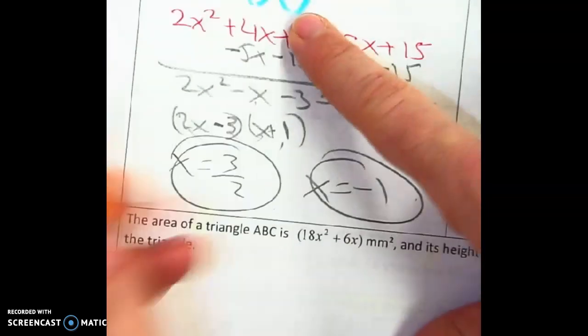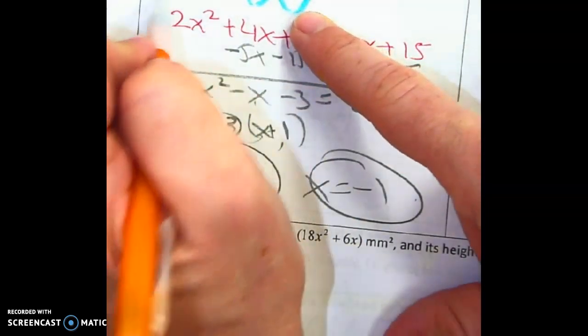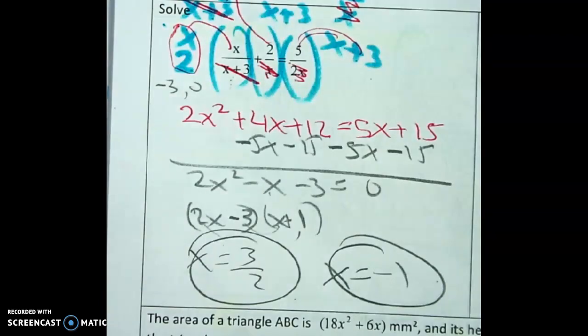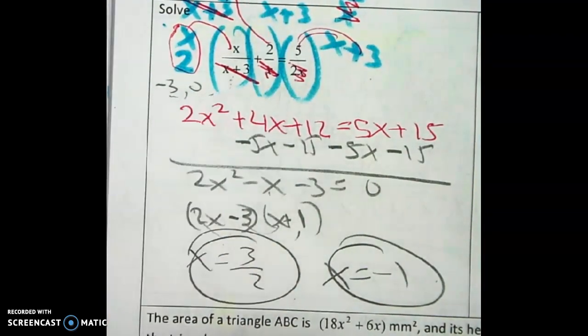Check for extraneous. The extraneous solutions would be negative 3 and 0, and I didn't get that, so my answers are good.